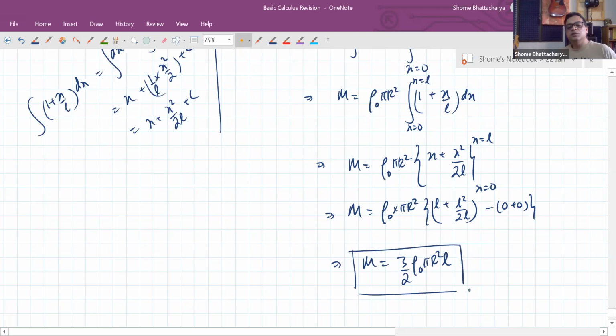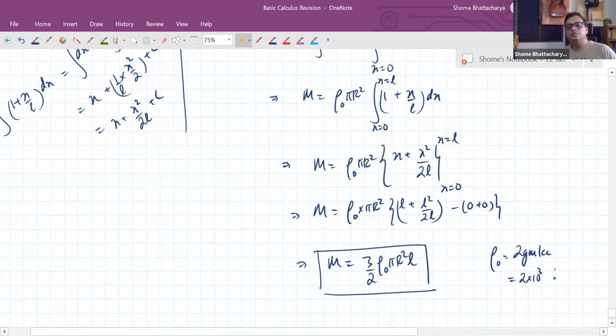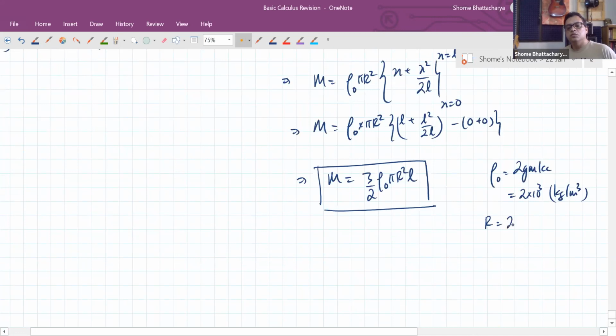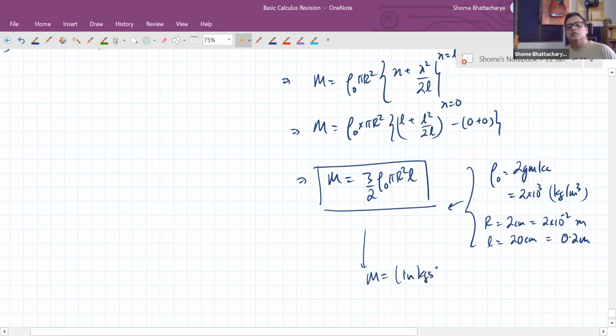And now in this, we can just substitute the values which we had. We can substitute density as 2 grams per cubic centimeters, that is the same thing as 2000 kg per meter cube. We can substitute R as 2 centimeters and L as 20 centimeters. So substitute all this here and we will get the mass in kgs if we substitute in SI units.